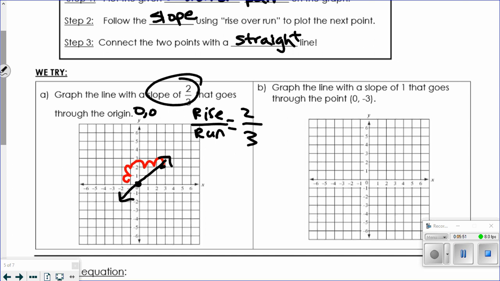Next one, we're going to graph the line with the slope of 1. Now, if it says a slope of 1, that really means a rise of 1 and a run of 1. And this goes through the point (0, -3). So (0, -3) can be tricky. It's not going to move along the x-axis, but it will move down 3. So there's my (0, -3). And from this point, we're going to rise 1, run 1. And that would be my line.